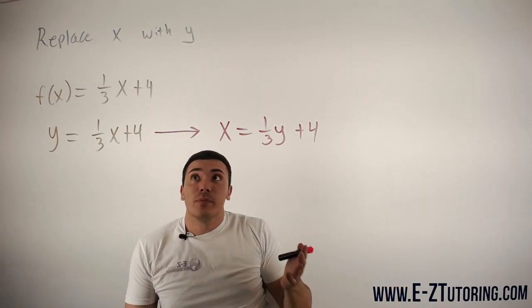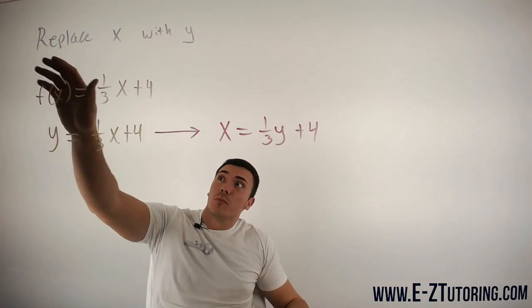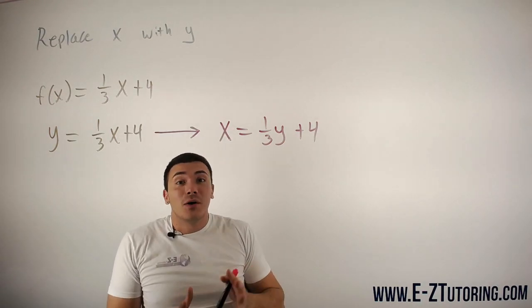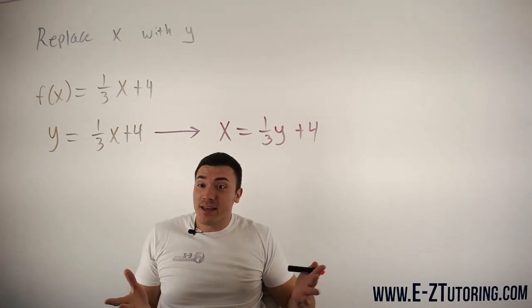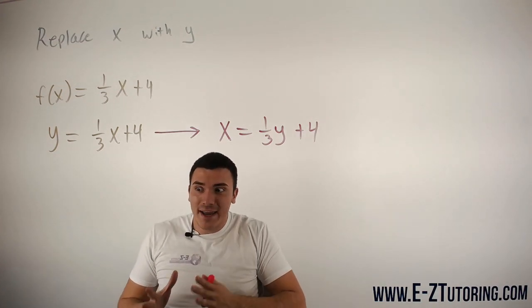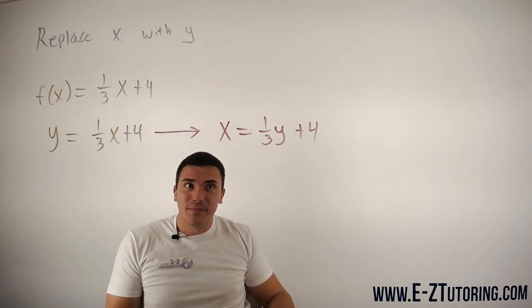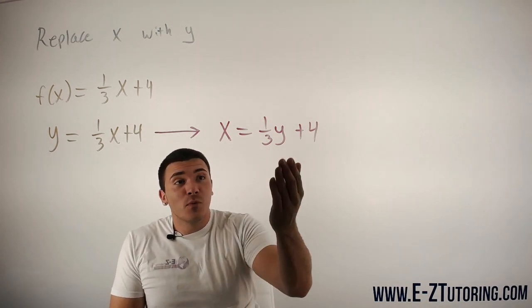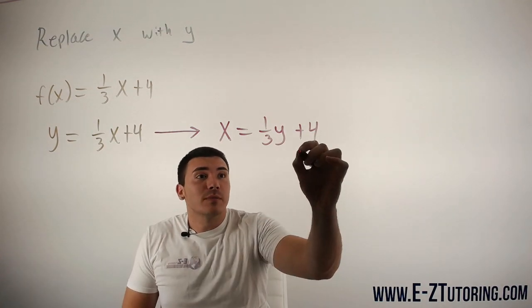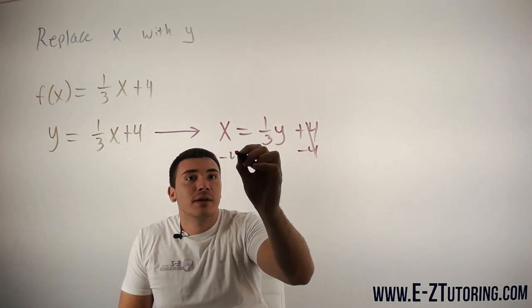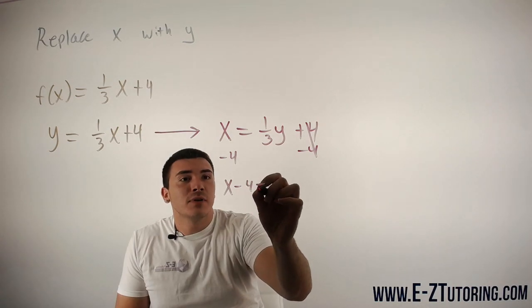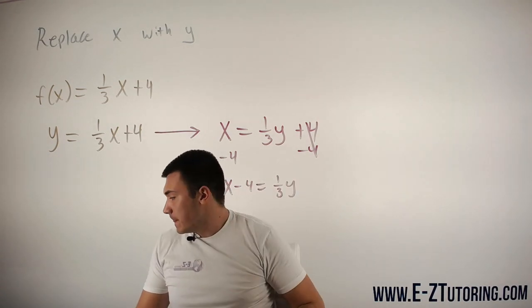Alright, so after you have replaced x with y, which is your big rule of thumb here, all you want to do is solve for y, because every equation is y equals something, right? It's never x equals. You want to have y equals. So if we want to solve for y, first thing we should do is subtract the 4 and move that over. So we get x minus 4 equals 1/3 y.